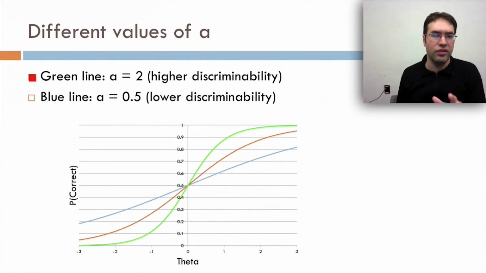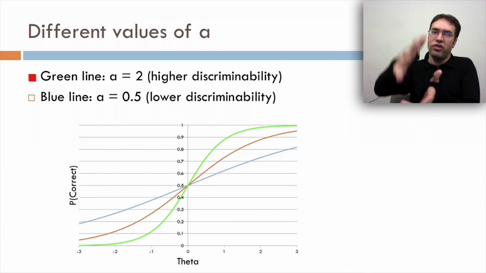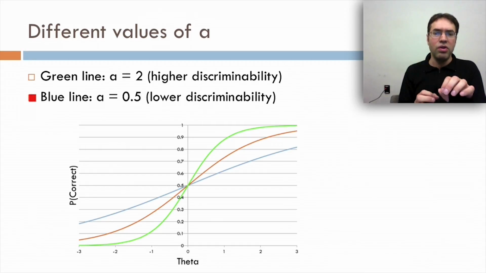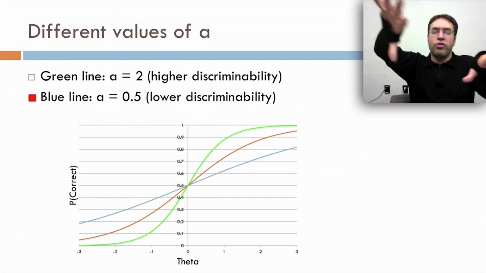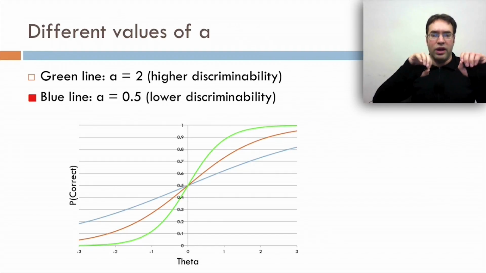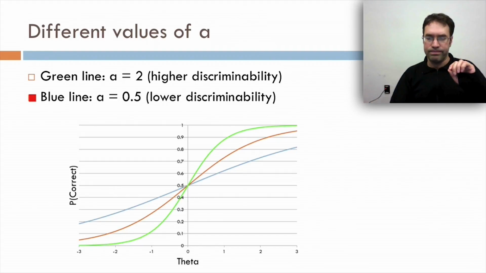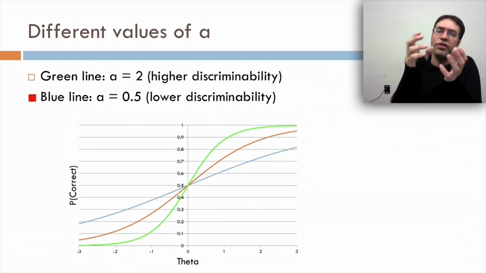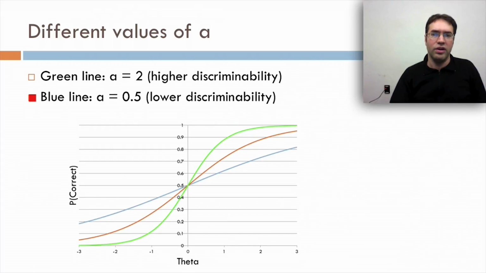Now if we look at different values of A, we can see that the green line has A equals 2, and that gives it higher discriminability. It makes a faster transition as students get better between being really hard and really easy. The blue line, A equals 0.5, has lower discriminability. It makes a much slower transition as students get better between correctness and incorrectness. Generally, you want items with relatively high discriminability, although in some cases being too high isn't very useful because it only distinguishes a very small set of the range.